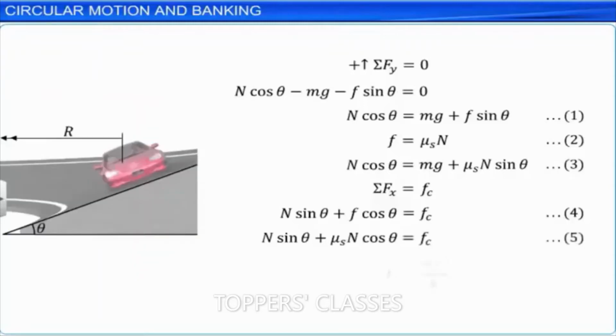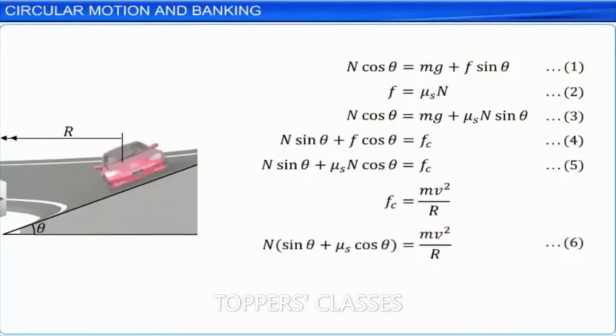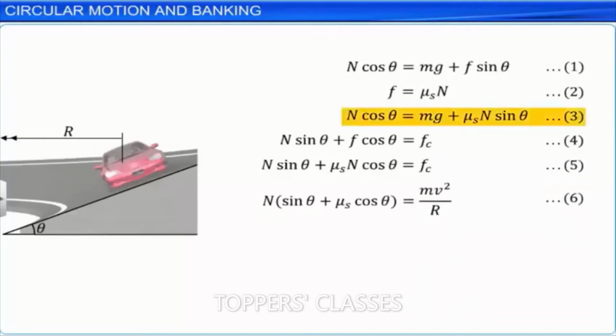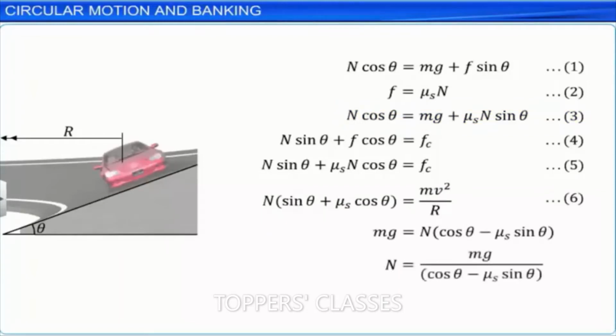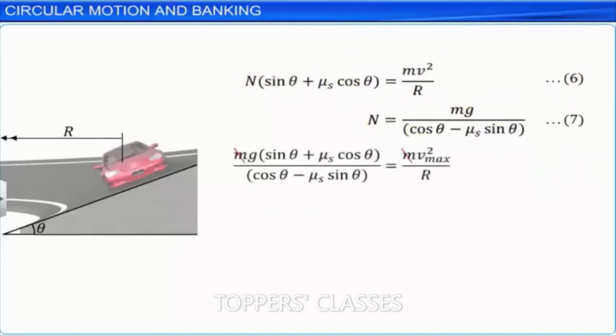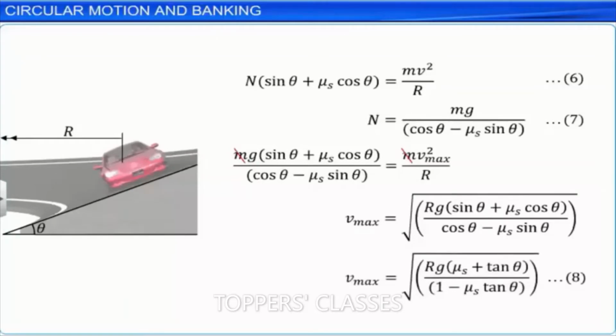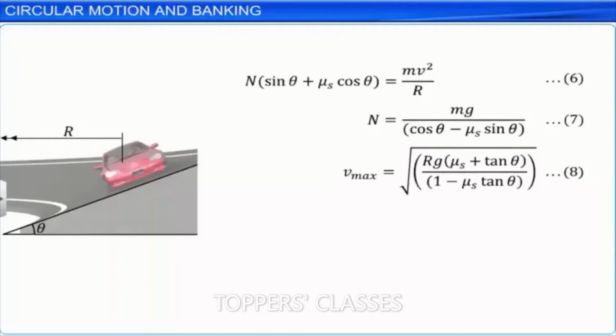But Fc is equal to mv squared divided by r. Substituting this in equation 5, we get equation 6 as shown. From equation 3, n is equal to mg divided by cos theta minus mu s sin theta. Let us call this equation 7. Substituting equation 7 in equation 6 and solving, we get the maximum velocity, Vmax, as shown. Now, dividing all the terms on the right-hand side with cos theta, we get equation 8 as shown. If the frictional force is negligible, the maximum velocity, Vmax, is equal to the whole root of rg tan theta.